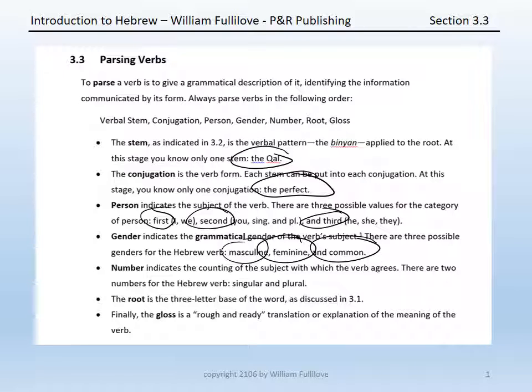Number, then, indicates the counting of the subject. And in the Hebrew verb, there are two possible numbers. It could be singular or plural. The root is the three-letter base of the word that we discussed in the previous section, section 3.1. And then finally, a gloss of the verb is a rough and ready translation of the verb given the parsing.